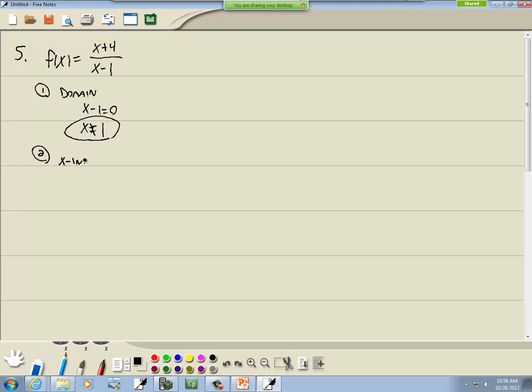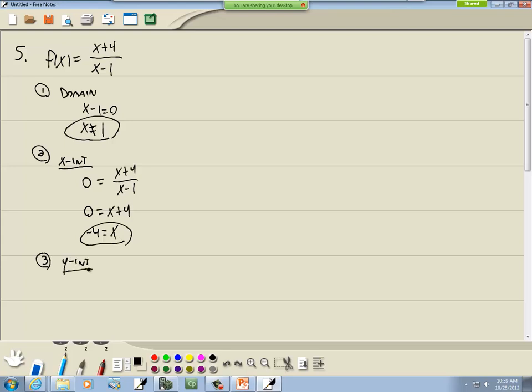Second thing is the x-intercept. We plug 0 in for the other variable, so plug 0 in for y. 0 is equal to x plus 4 over x minus 1. Now when you're finding the x-intercept, not critical values, but when you're finding the x-intercept and you've got a fraction equal to 0, you can just set the top part equal to 0. So set x plus 4 equal to 0, and then we get x equals -4. And that's our x-intercept.